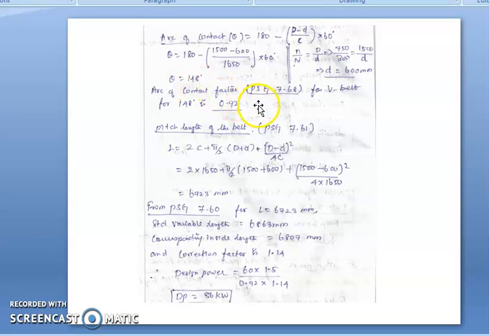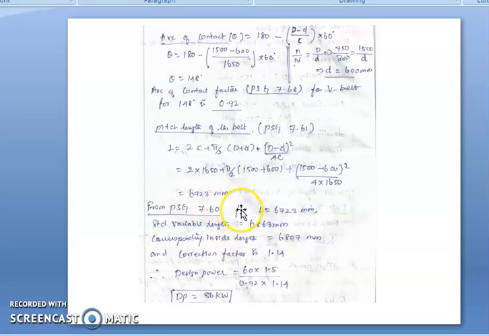Next, from page number 7.68, for theta equal to 148 the arc of contact factor is 0.92 by using the interpolation formula, or we can approximately select it as 0.92. Then the pitch length of the belt. From the data page number 7.61, we can straight away note down the formula L is equal to 2c plus pi by 2 of (capital D plus small d) plus (capital D minus small d) the whole square by 4c. In this equation we already know all the variables, so we can straight away calculate L.